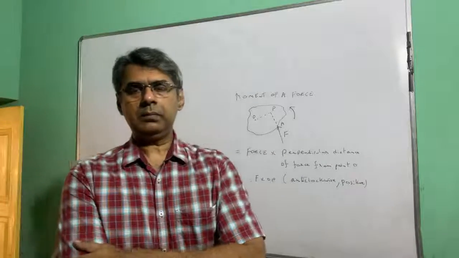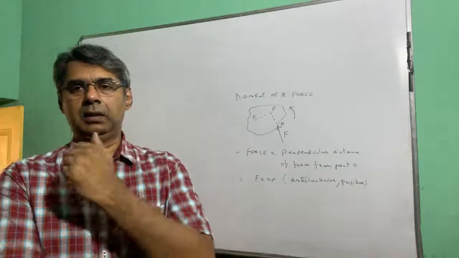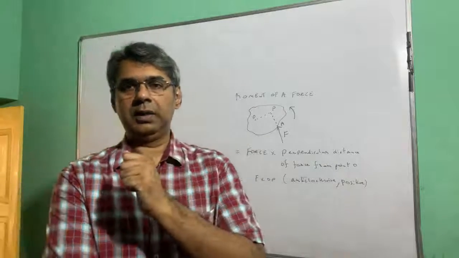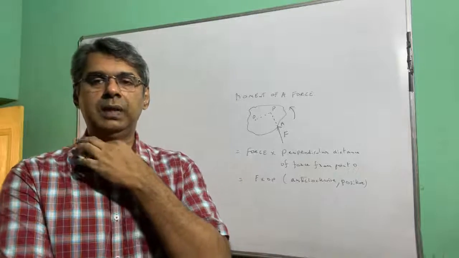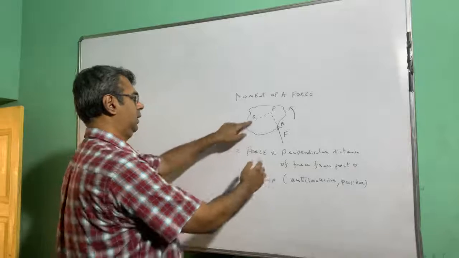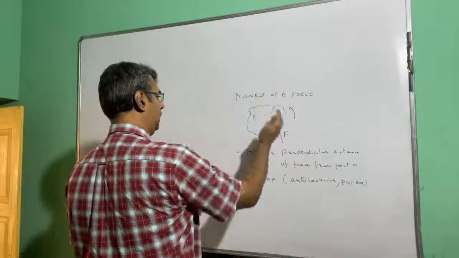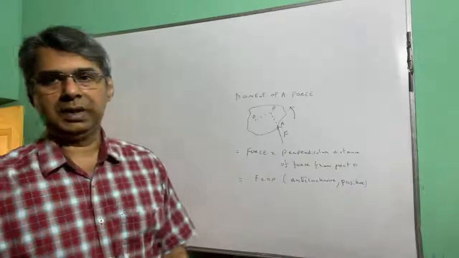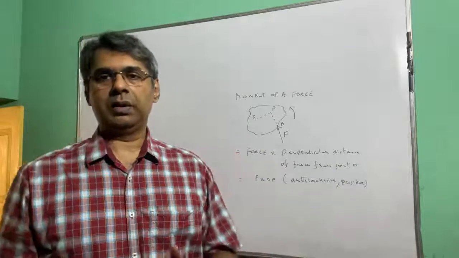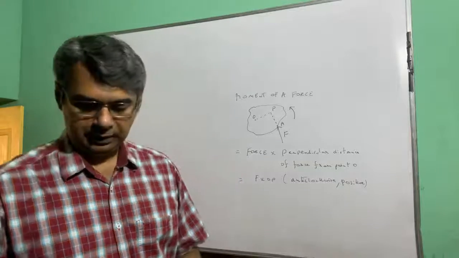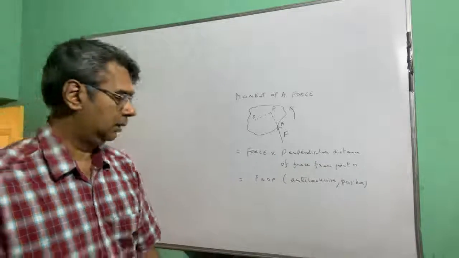And the other thing is that the moment usually has a clockwise turning effect or an anti-clockwise turning effect. So in this diagram, you can clearly see that about the point O, as you can see by this arrow, the force will have an anti-clockwise turning effect. And out of the two, we consider anti-clockwise as positive and clockwise as negative, right?